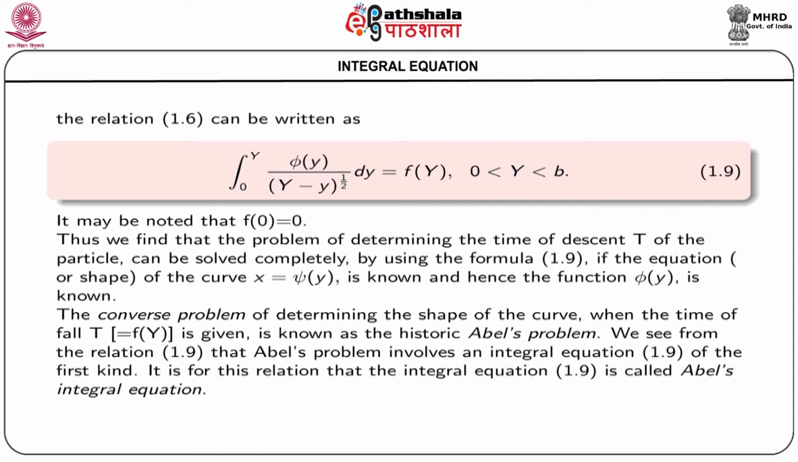So in equation 1.9 we see that the unknown function phi(y) appears under the sign of integration, and so it is an integral equation of first kind of Volterra type. And this is the Abel's integral equation.